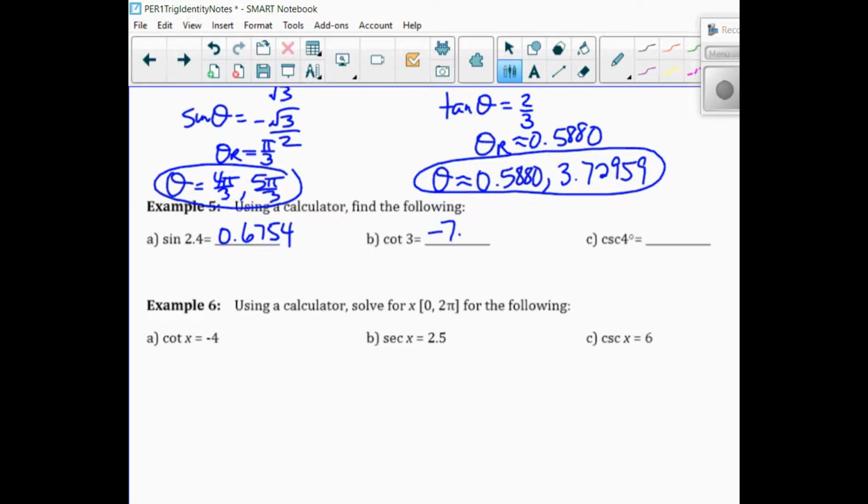So you should get -7.0152. So how do you get that? You have to find tan of 3. And I got approximately -0.1452. This is your trig ratio. So what you need to do is reciprocate the trig ratio. There's an actual function on your calculator, the reciprocal function. It's x to the -1. If you take your answer and reciprocate it using that button, you'll get -7.0152. Okay, so I'm going to give you a second to try C.